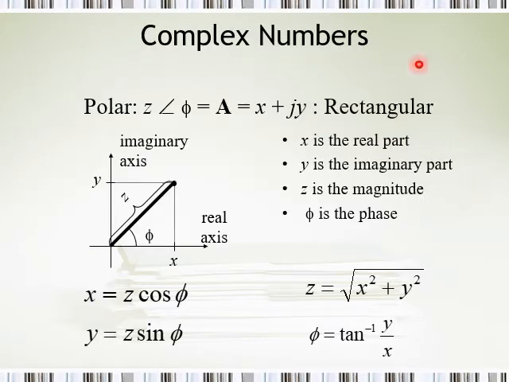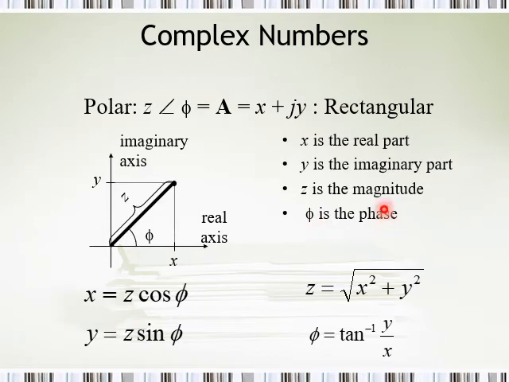Next, this is basically the theoretical explanation of polar and rectangular. Okay, so in polar we have imaginary axis and real axis. Similarly in complex number, we have imaginary axis, j or i, and real axis. Or here we have X and Y. X is the real part, Y is the imaginary part. Z is the magnitude, phi is the phase angle.